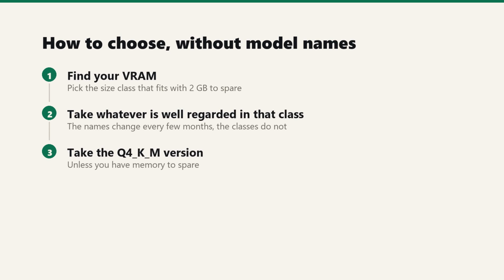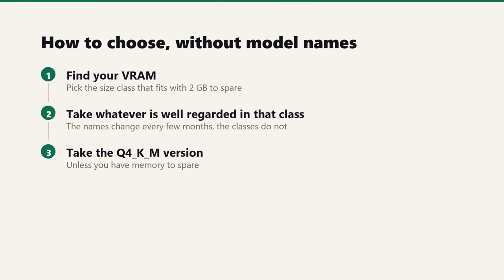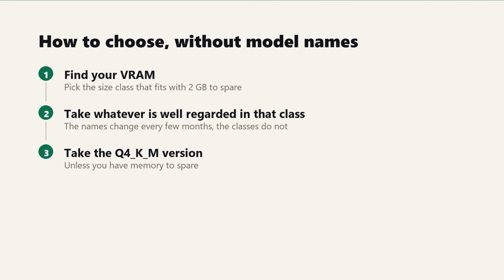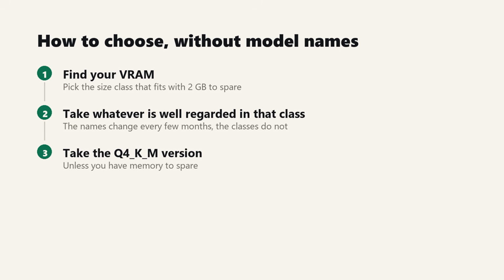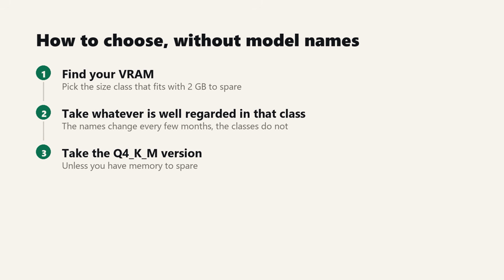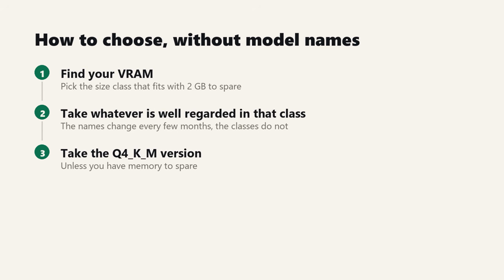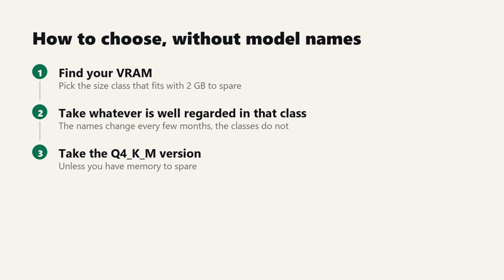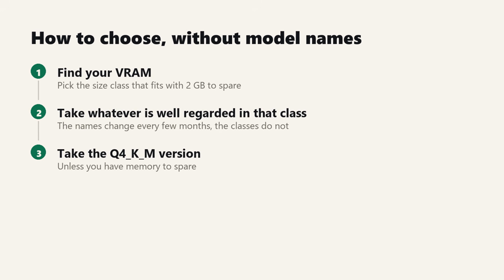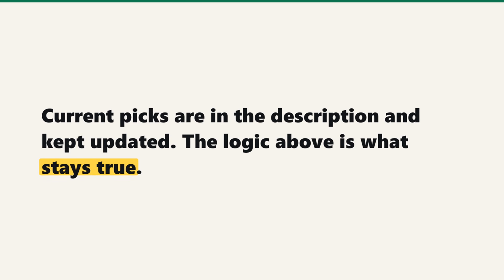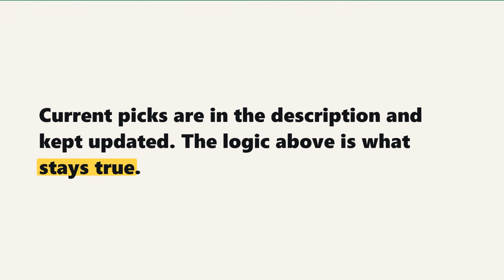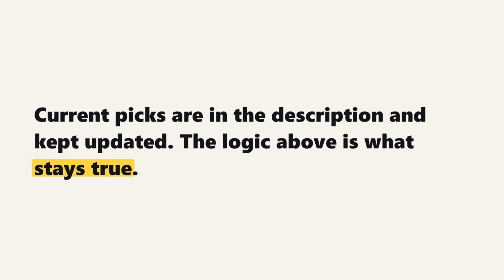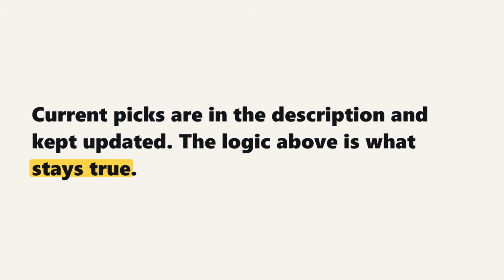So how do you choose without me naming models that will be out of date by the time you watch this? 3 steps. 1. Find your VRAM and pick the size class that fits with a couple of gigabytes to spare. 2. Inside that class, take whatever is currently well regarded. The model names change every few months. The size classes do not. 3. Take the Q4KM version unless you have memory to spare. The current recommendations for each class are in the description, and I will keep that list updated. The logic above is what actually stays true.